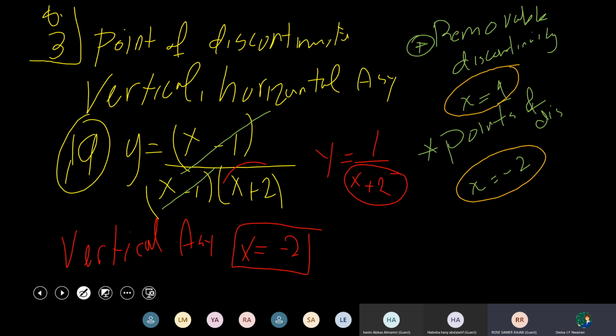Wait, Rose, please. The others, is it clear? Is x minus 1 not a vertical asymptote? No, because I remove it. I just use the x minus 1 to put it in removable discontinuity. But after I remove it, I have only this function. For this function only, I can find the vertical asymptotes.